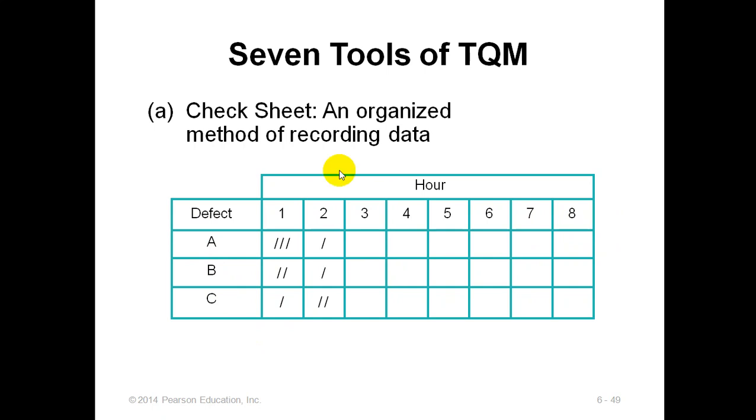I find that defect A in the first working hour was 3 times, but in the second hour was once, in the third hour was 0, and this is how, at the end of the full day, I can identify which defect has more frequency, and then I can take actions accordingly to manage the quality of the product, right?